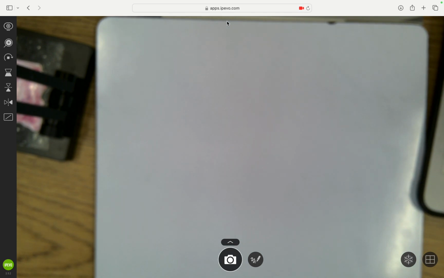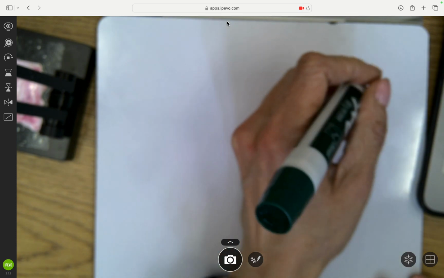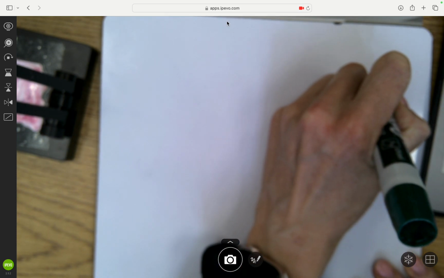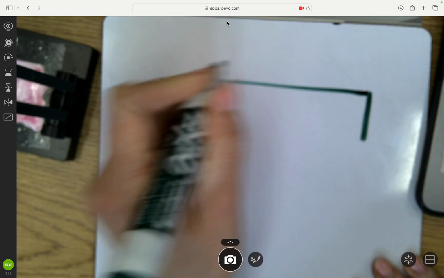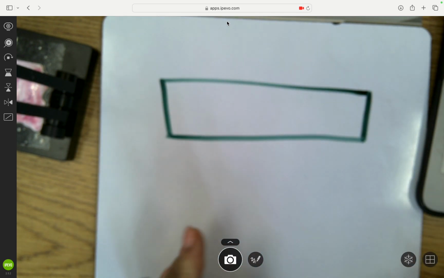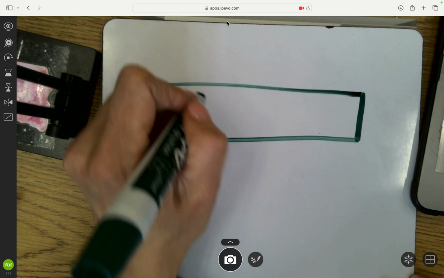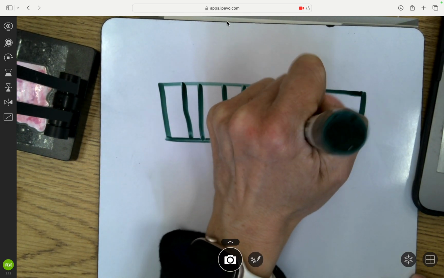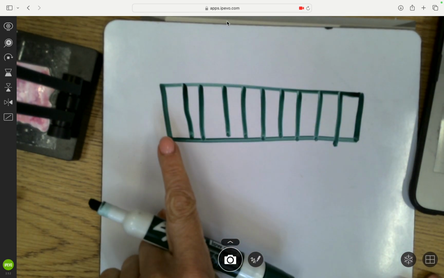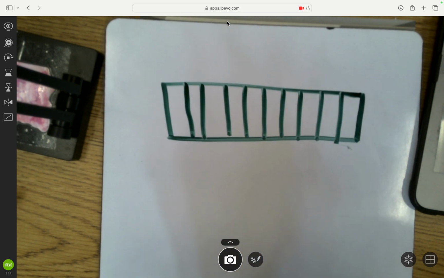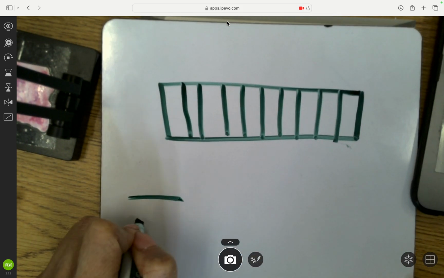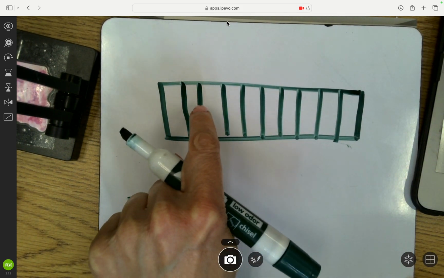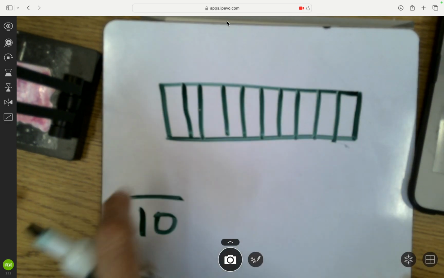I'm trying to think if there's any other important vocab. And then we also used pictures, right? So 1, 2, 3, 4, 5, 6, 7, 8, 9. So I have 10 parts. So if I was going to write a fraction, I know my denominator is going to be 10 because that represents the whole. How many parts are in the entire thing?